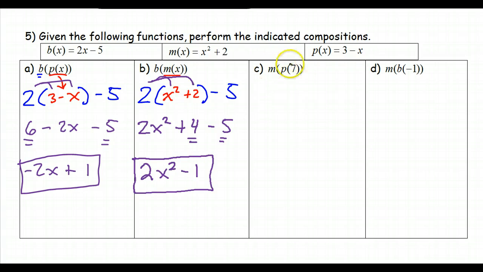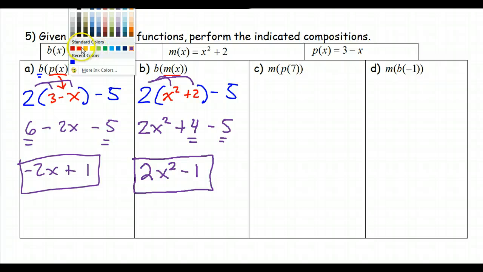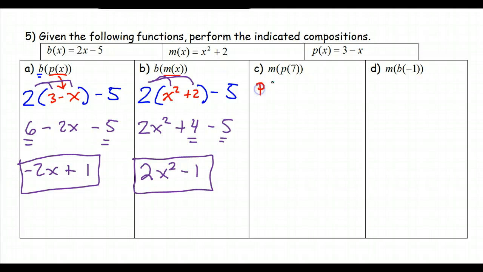Looking at part C. Now these two problems are slightly different because we are substituting in actual numbers. So it's like a function inside of a function with a number. Here's how I recommend approaching these types of problems. I would recommend doing the inner function first. So in other words, I would start by just figuring out what is the value of p at 7. Just do this first, and then we'll look at the m part later.